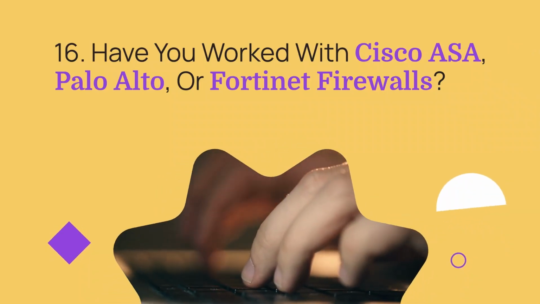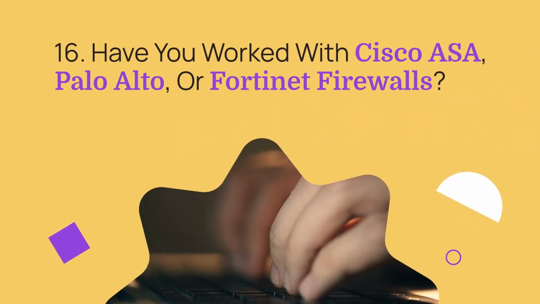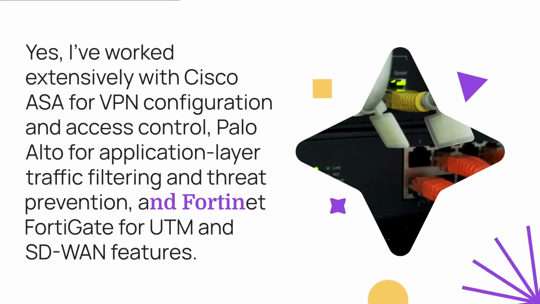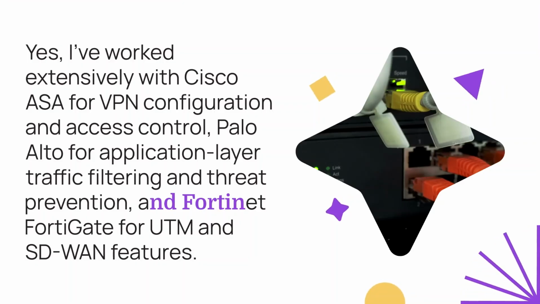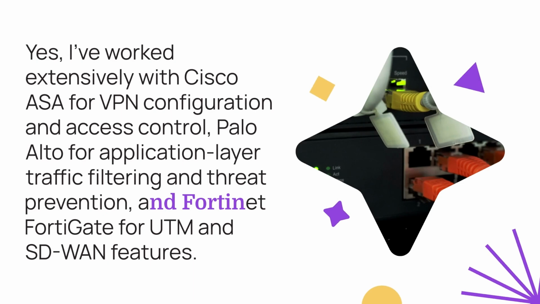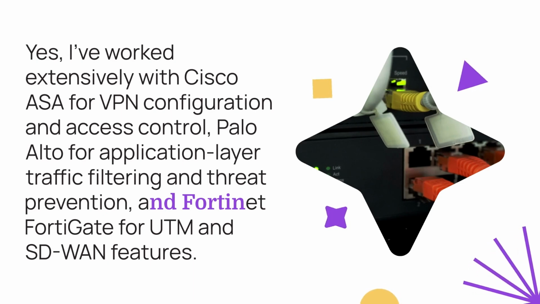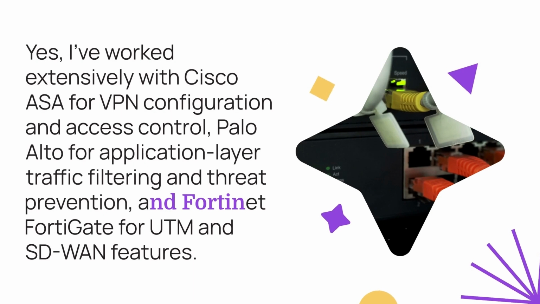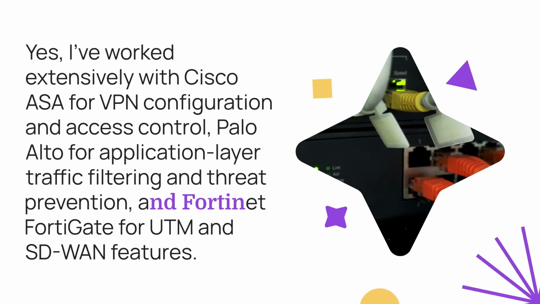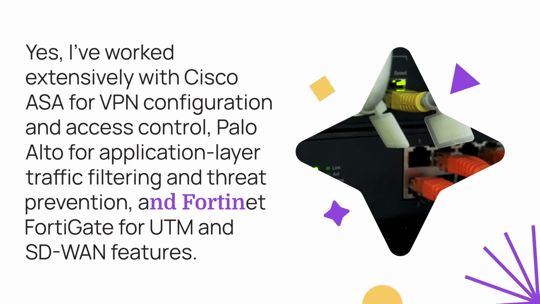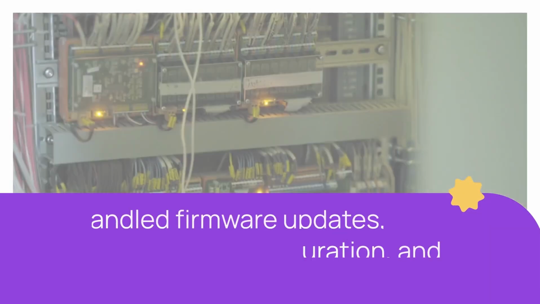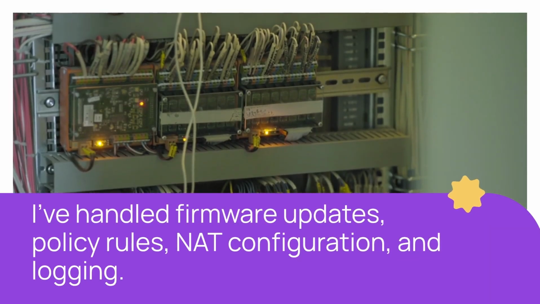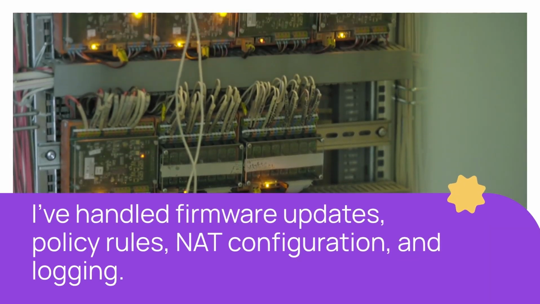16. Have you worked with Cisco ASA, Palo Alto, or Fortinet firewalls? Explain your experience. Yes, I've worked extensively with Cisco ASA for VPN configuration and access control, Palo Alto for application layer traffic filtering and threat prevention, and Fortinet FortiGate for UTM and SD-WAN features. I've handled firmware updates, policy rules, NAT configuration, and logging.